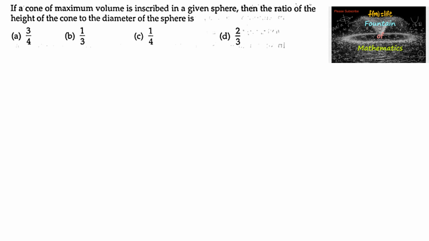If a cone of maximum volume is inscribed in a given sphere, then the ratio of the height of the cone to the diameter of the sphere is... So let us consider the diameter of the sphere. Let us consider the sphere in which the cone is inscribed.